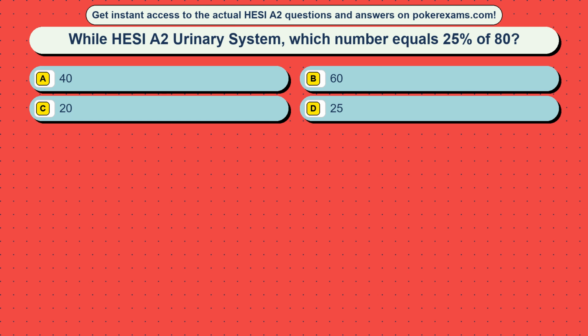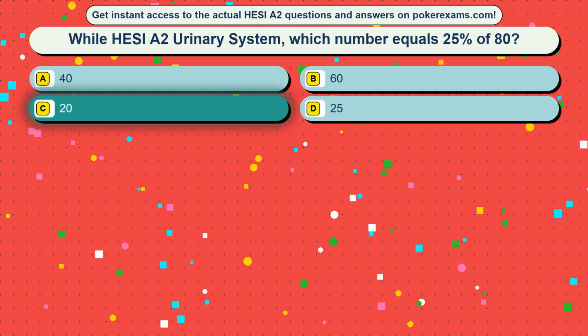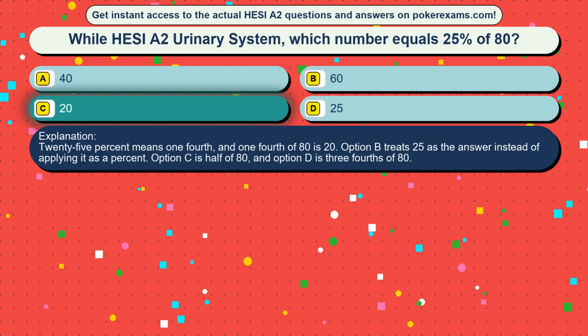Question 7. While HESI A2 urinary system, which number equals 25% of 80? Option A 40, option B 60, option C 20, option D 25. The correct answer is option C, 20. 25% means 1/4, and 1/4 of 80 is 20. Option D treats 25 as the answer instead of applying it as a percent. Option A is half of 80, and option B is 3/4 of 80.